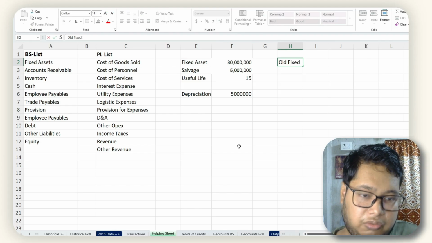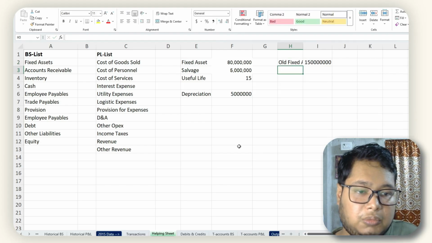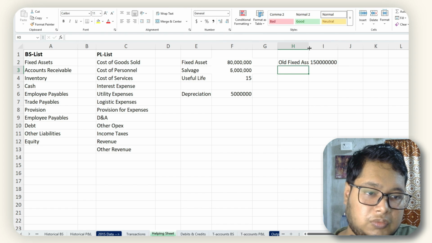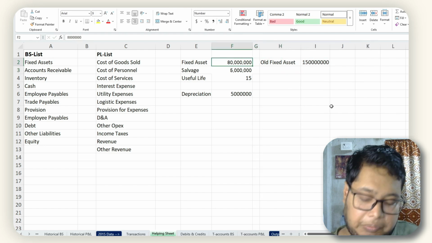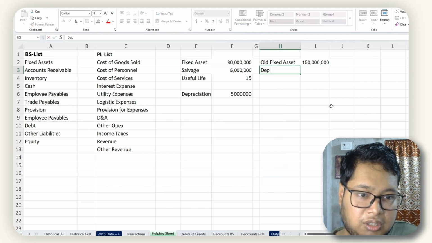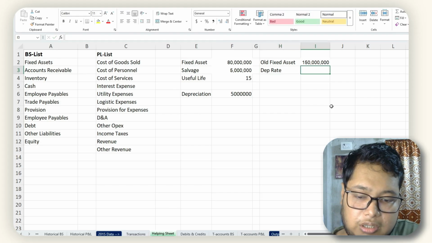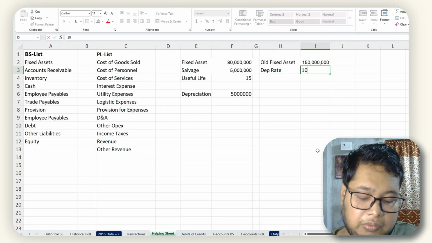Old fixed asset, which is 150, that much. Again the number formatting. I hope you guys can see it, right? So let me change the formatting here. Control C, Control Alt V, T, enter. Nice, looks good. Old fixed asset, and rate, the dep rate I'm calling it, which is 10% annually. So this is the dep rate.